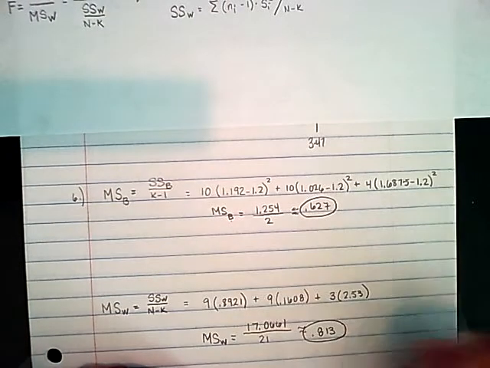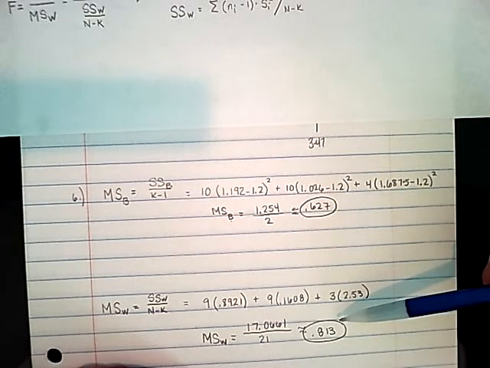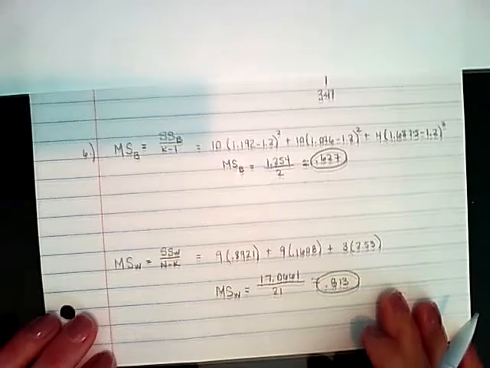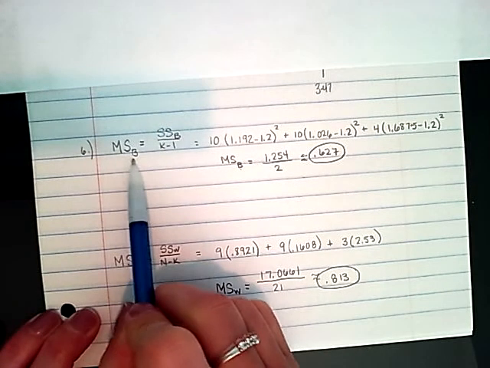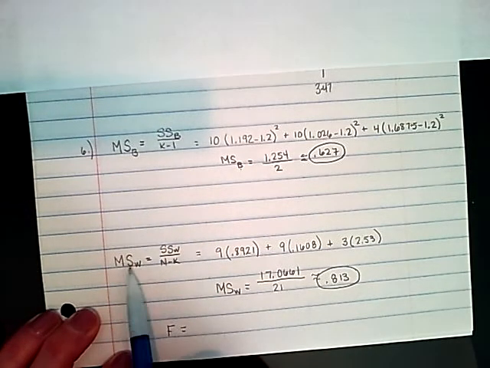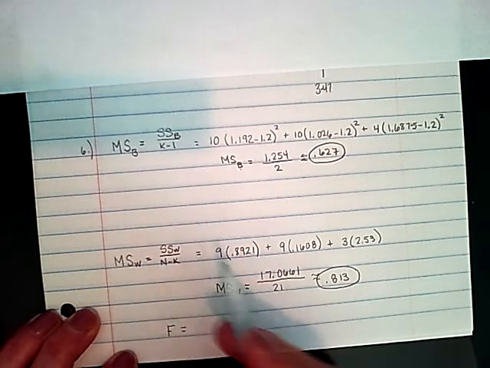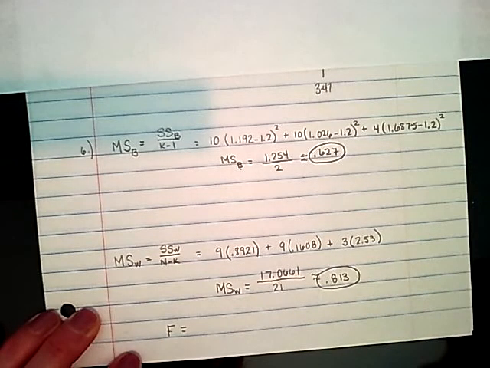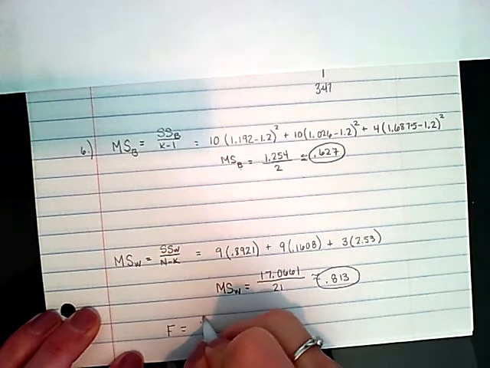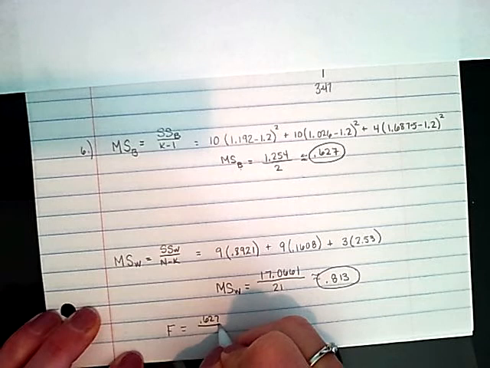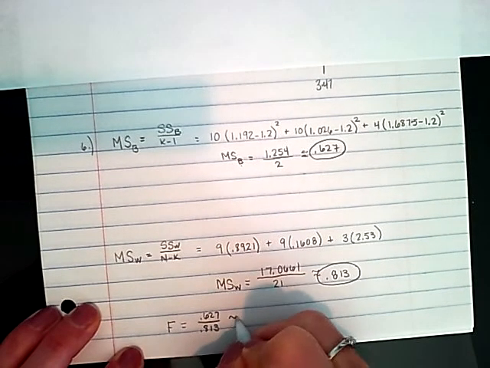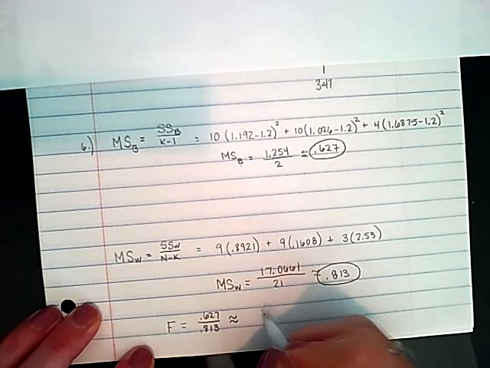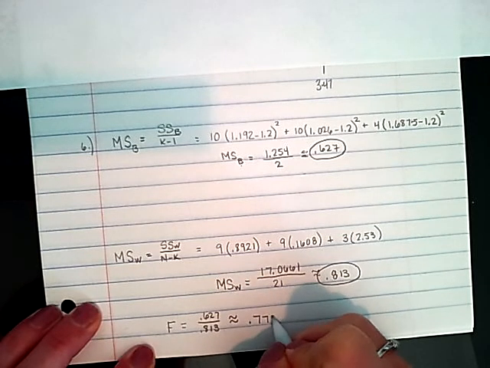Now I'm almost done now. Now I'm ready to calculate what that actual F value is. So my F value is taking MS sub B over MS within, those are my variances, and dividing those out. So that's going to give me 0.627 divided by 0.813, and since this is a lot of rounding, I'm going to say it's approximately 0.7712.